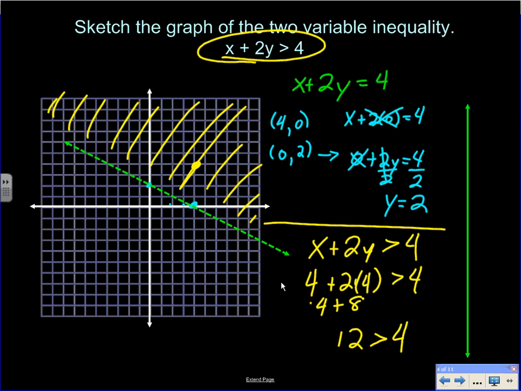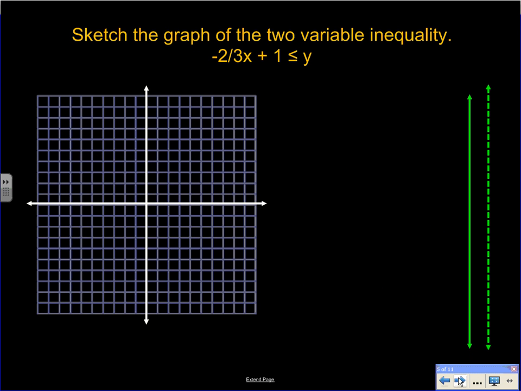A few steps here to solve the problem, to graph this. This one says sketch the graph of the two-variable inequality. So we're looking at negative 2/3 x plus 1 is less than or equal to y. If you think about it, y is greater than or equal to negative 2/3 x plus 1. And this might remind you of slope-intercept form, y equals mx plus b. The y-intercept is at positive 1, and your slope is negative 2/3.